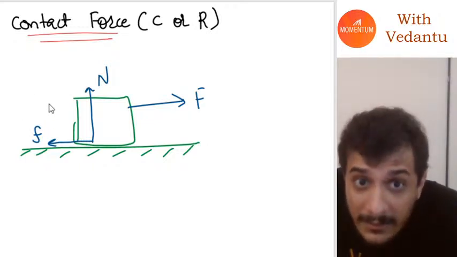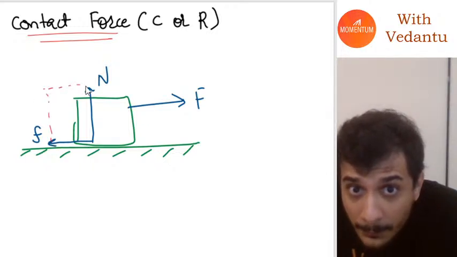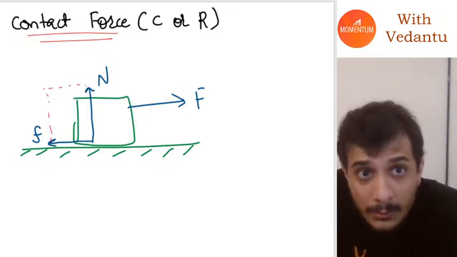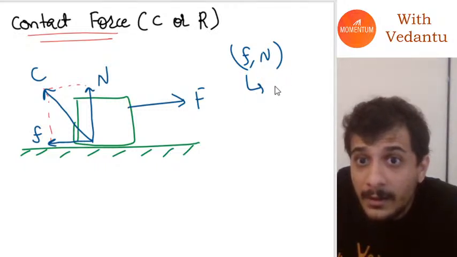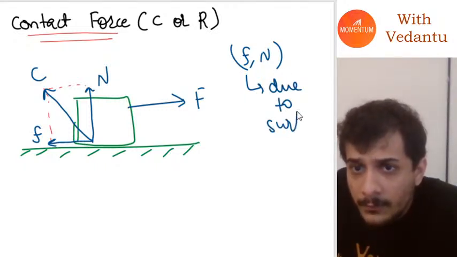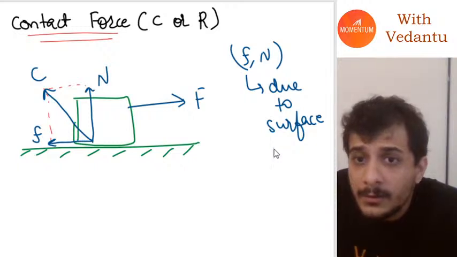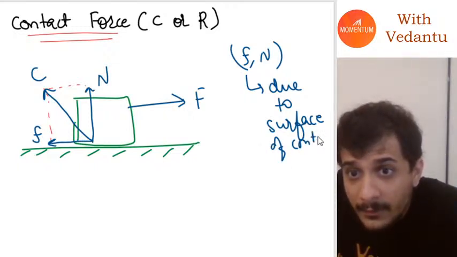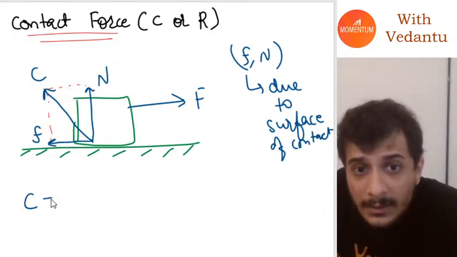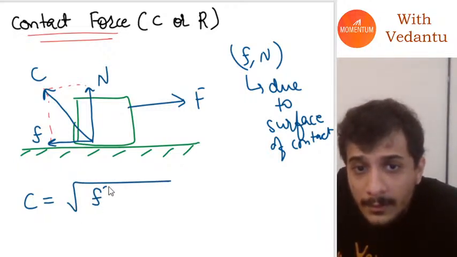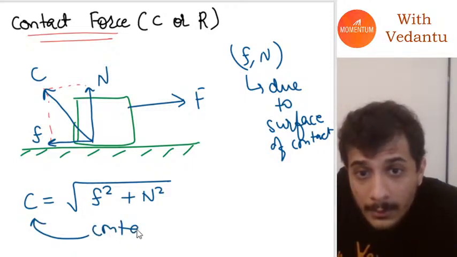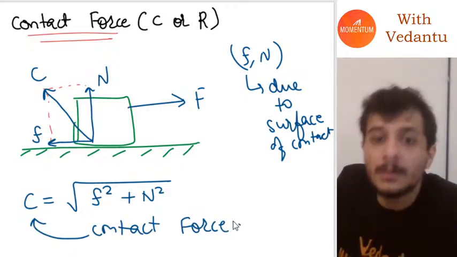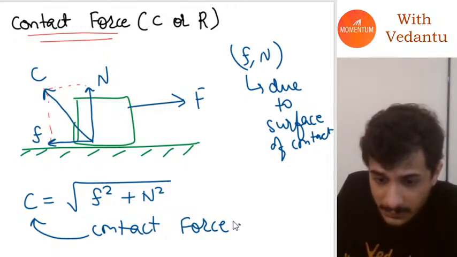So now the resultant of these two, friction and normal reaction, is called the contact force. You have to remember F and N are both there due to the surface of contact. Their resultant is the contact force. This force is called the contact force. I hope everybody understood, guys.